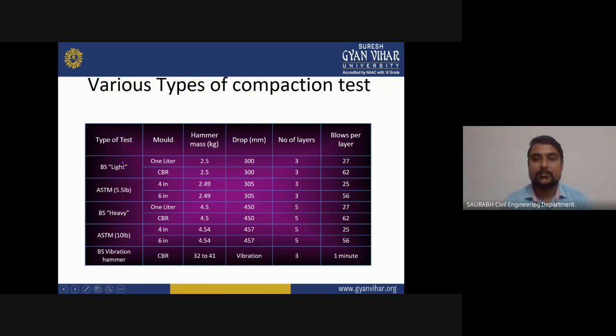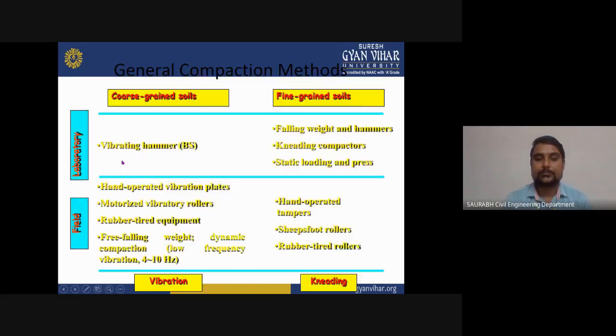As you can see, there are various compaction test types. Here there are types of test like mold, hammer, mass, drop, number of layers, and blows per layer. This is the table of the various types of compaction tests, as you can see here.